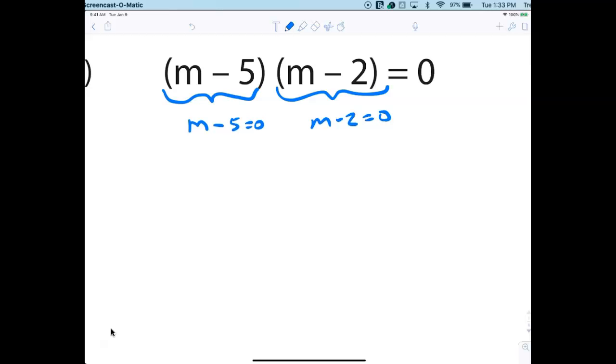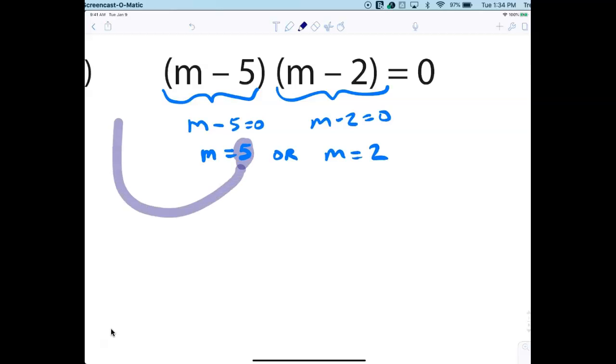I want everybody to write that down. Now, of course, after you write that down, if you solve that equation, you would just say m equals 5, or m equals 2. Now, what exactly does that mean? That means if I were to plug 5 in for m, the answer to this equation would equal 0. That's all there is to it. Or if I let m equal 2 and I plug it in, it will also equal 0.